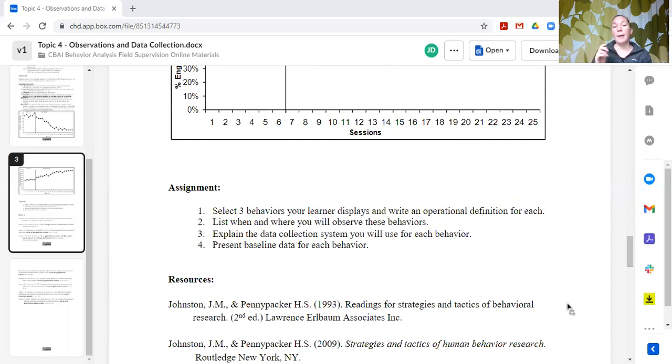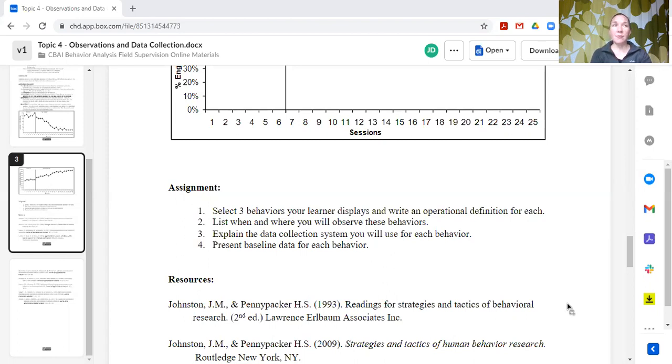You're going to describe the when and where and how you're going to observe those behaviors. You're going to explain the data collection system that you're going to use. So you're going to need to describe it so that I could go in and observe that learner at that time and place using your data collection system, and we would end up with the same data, right? And then you're going to present baseline data for each behavior.